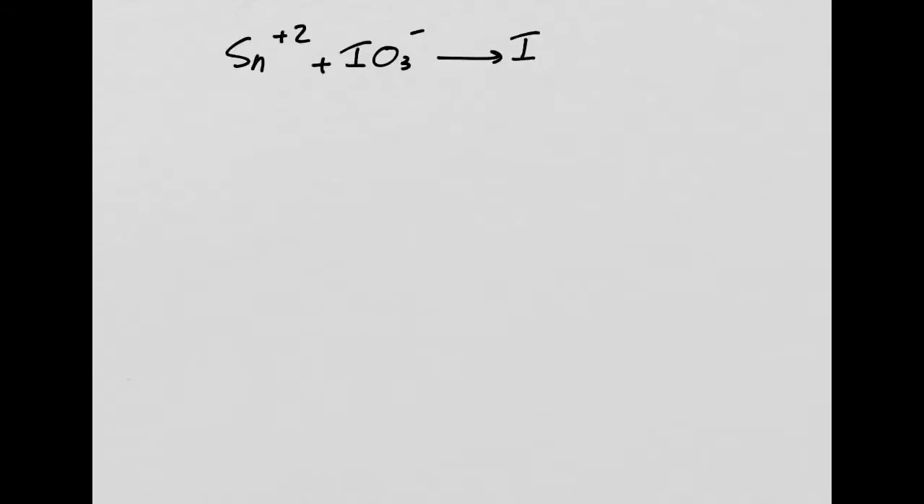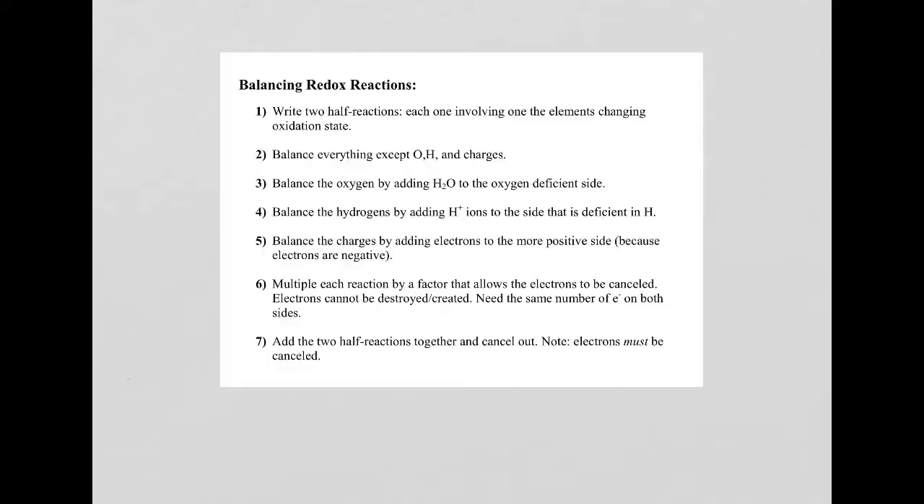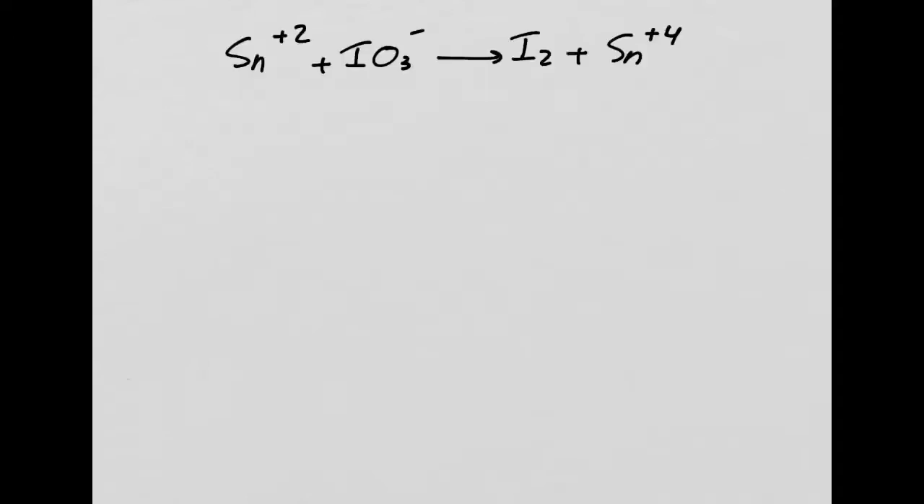Okay, pause my video and balance this redox reaction using the rules that I had emailed you and we just went over. So here are the rules again. All right, so rule number 1, we're going to write 2 half reactions, right? The 2 half reactions, Sn2+ goes to Sn4+. And then iodate goes to I2. You write down 2 half reactions.